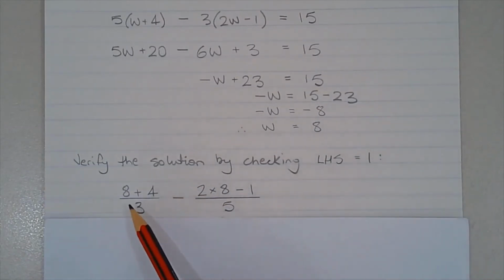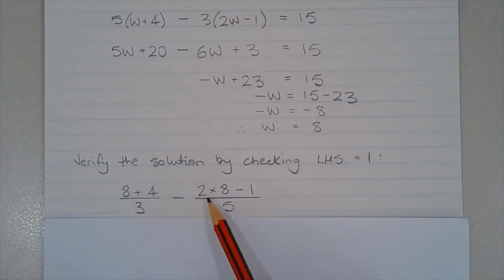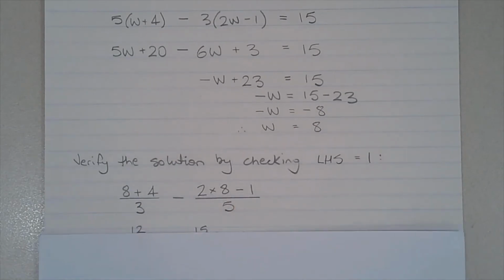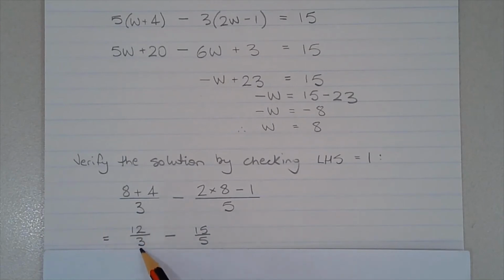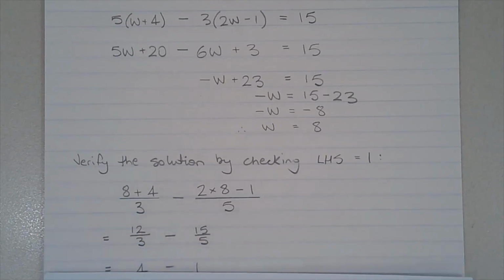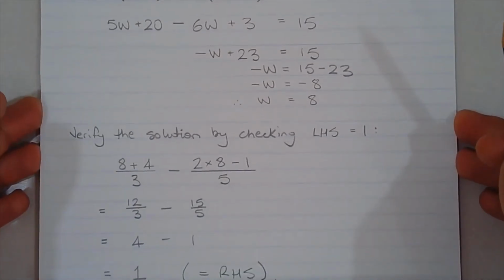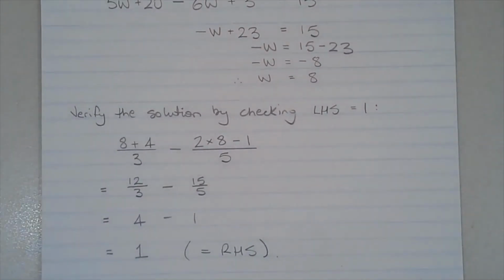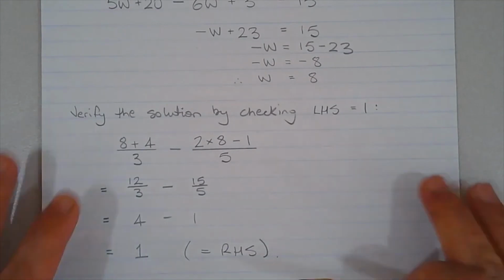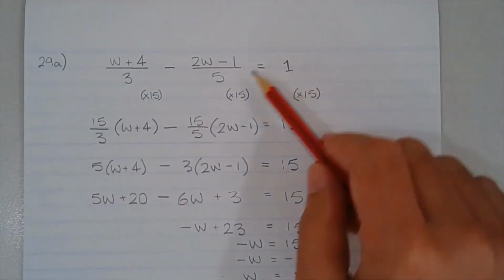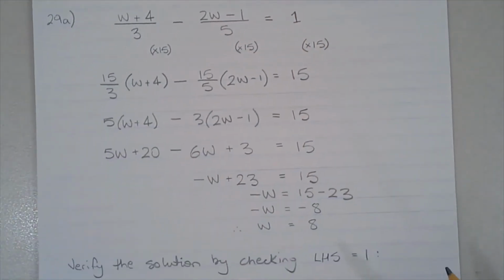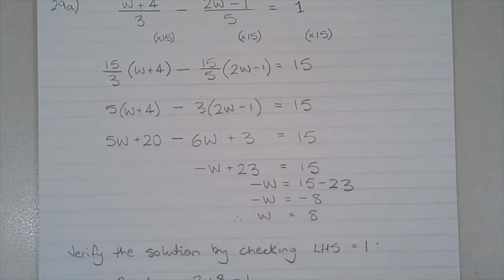So the left-hand side is 8 plus 4 over 3 minus 2 times 8 minus 1 over 5. And evaluating that, we get 12 over 3 minus 15 over 5, which equals 4 minus 1. And that equals 1, which equals the right-hand side of the original equation. So therefore, we are confident that W equals 8 is the correct answer.